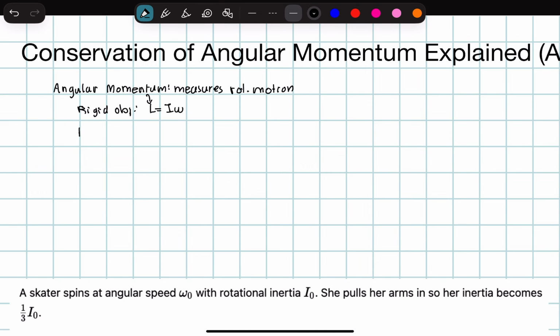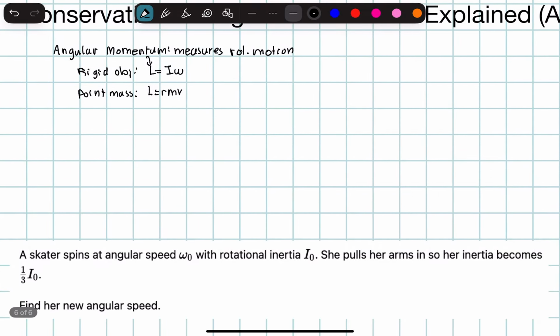And for a point mass, we have the formula that L is equal to r times mass times the velocity. And this is valid when the velocity is perpendicular to the radius. So you can represent that like that. It is also measured in kilograms times meters squared per second.